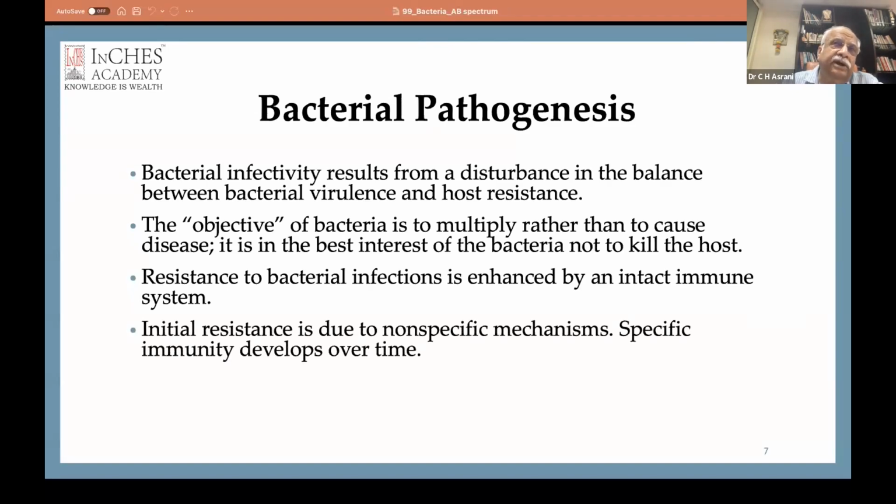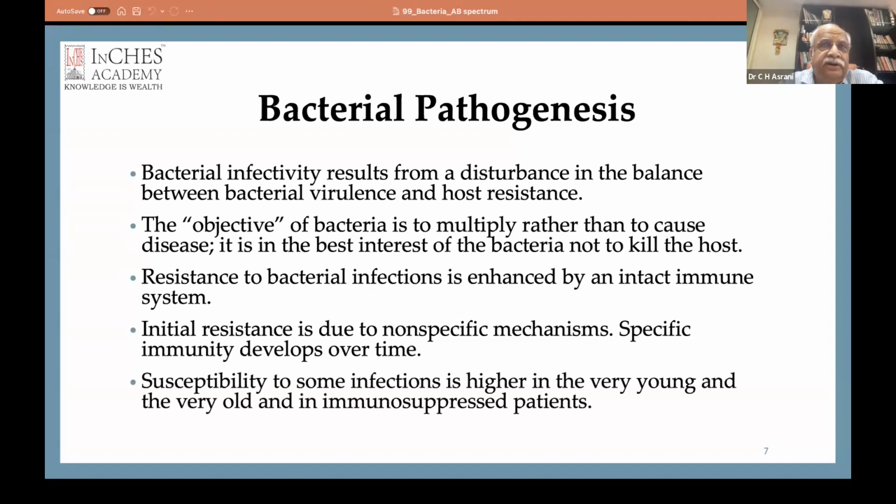Initial resistance to the bacterial infection is a non-specific mechanism. You know, a specific mechanism of immunity is IgM, etc. Initially, our body resists by barriers: barriers in the nose, barriers in the GI tract, barriers in the throat. Specific immunity, we know, develops over time, either through vaccines or through exposure to a disease.